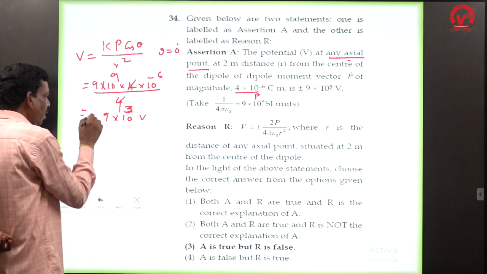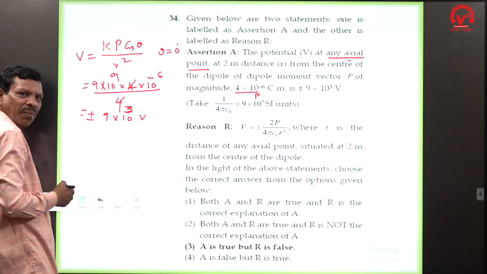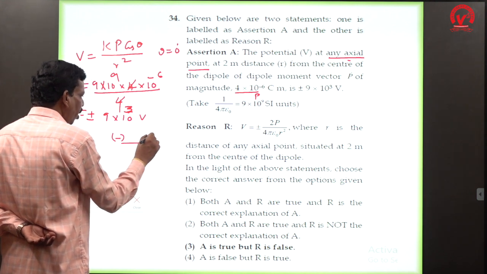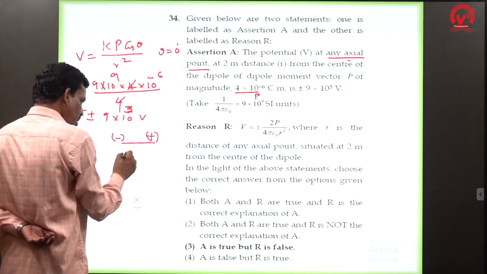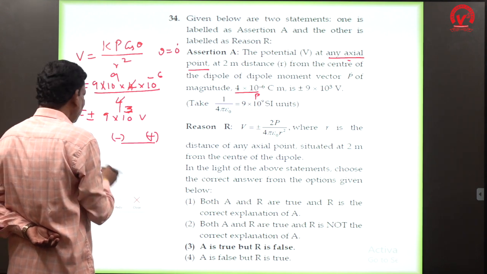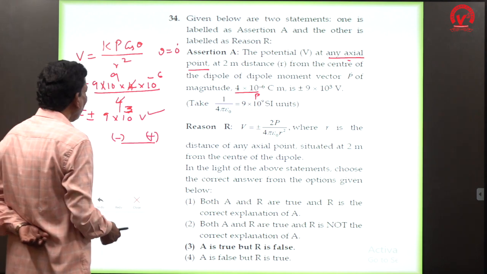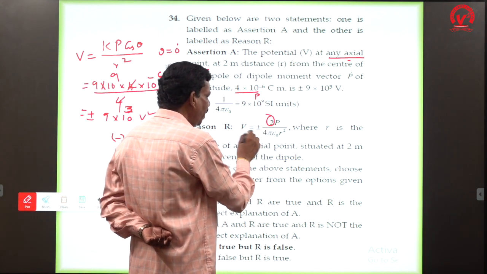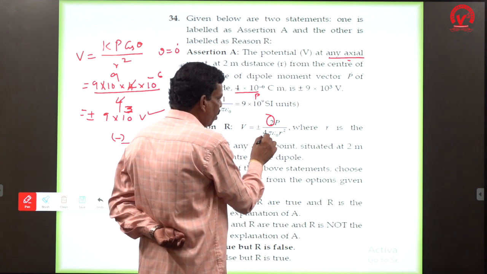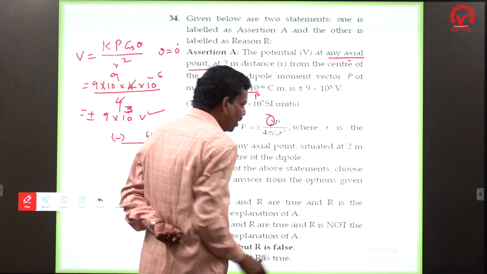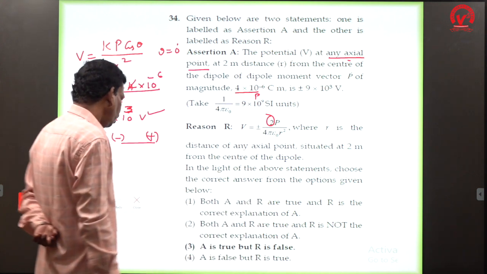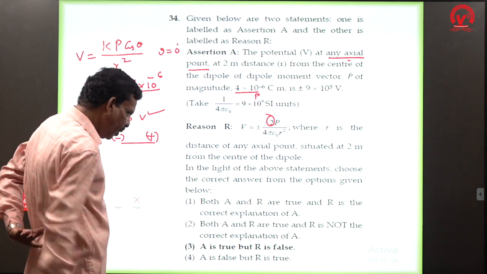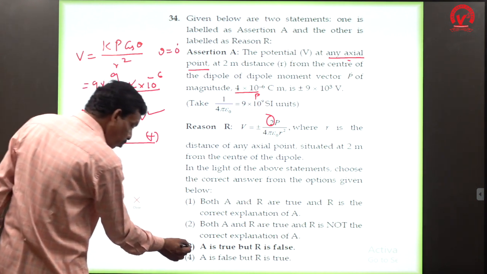Plus or minus. Why do we take plus or minus here? Whatever we consider the charges, negative charge, positive charge, or negative, negative, positive, positive, like that. So plus or minus. So it is a correct option we have. In this region, V is plus or minus Kp by 4 pi epsilon naught r square. Here 2 is given, so it is wrong. So which one is the correct? A is true and B is false. So option number 3.